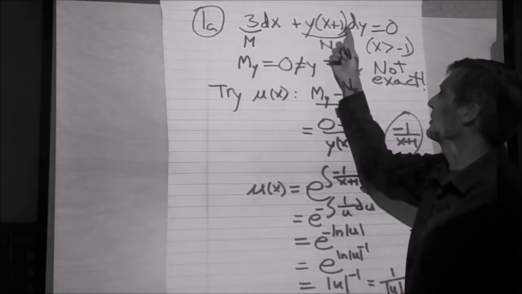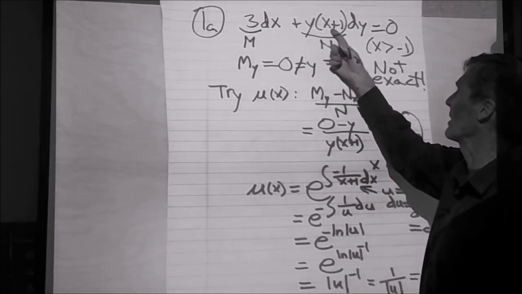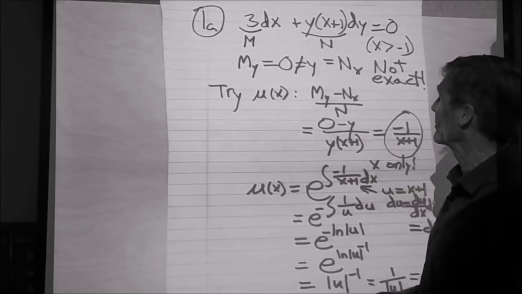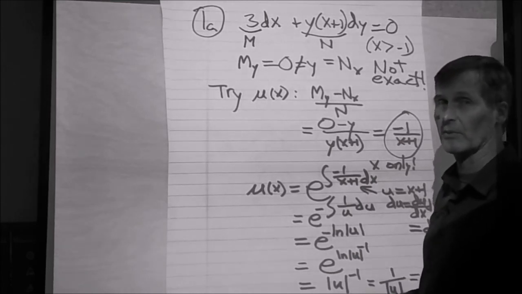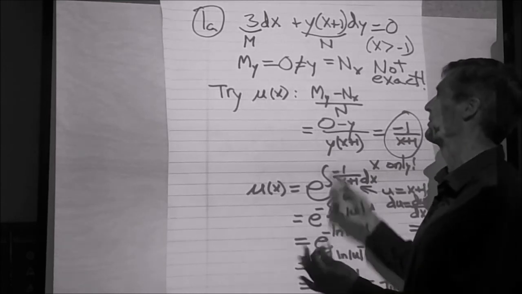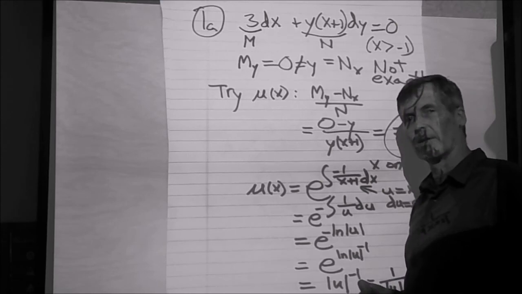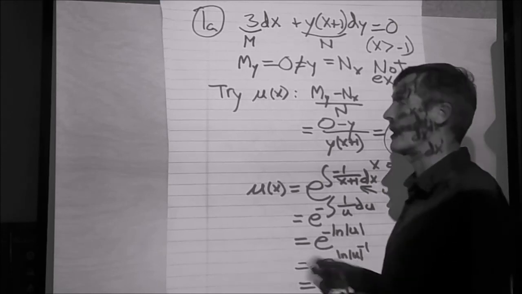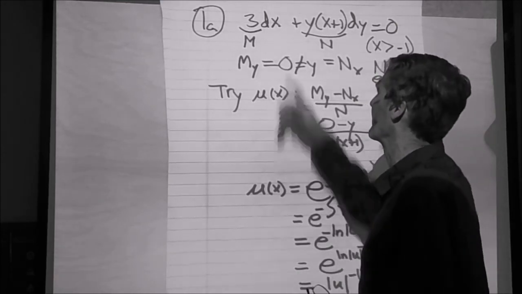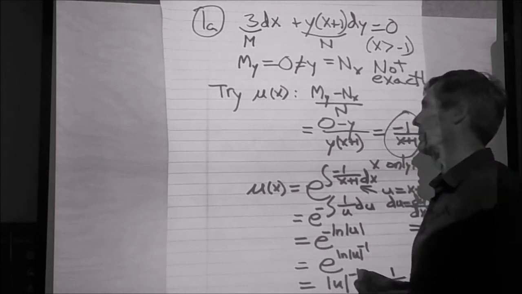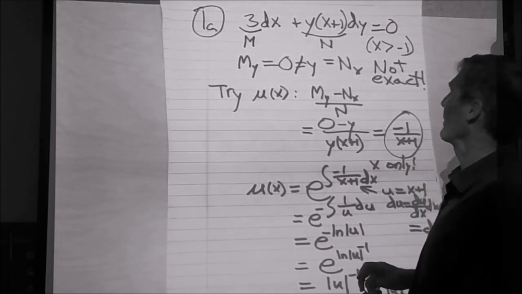But suppose I have this equation here, 3 dx plus y times (x plus 1) dy equals 0. This one actually is separable. We could solve this one with separation of variables, but I just tried to give a simple example of an equation that also works with integrating factors. And there are lots of equations that can't be separated, but you can still use an integrating factor. So let's solve this by integrating factor.